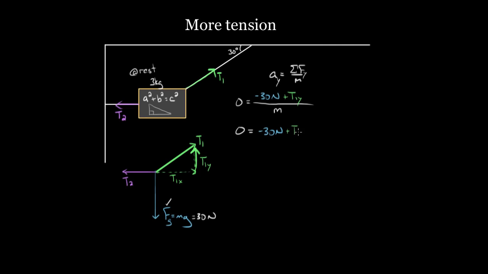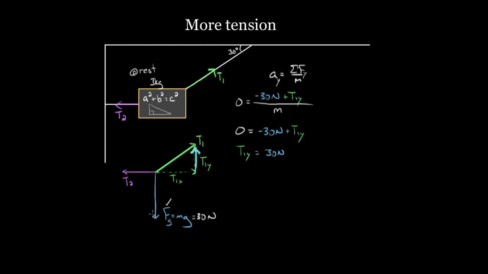And now we have to figure out, okay, T1y has to equal what? I can solve this for T1y. I add 30 to both sides. I'm going to get T1y equals positive 30 newtons. And that makes sense. I mean, this T1y is the only component that's balancing out gravity. We know it has to balance because there's no acceleration vertically. So this T1y has to be the exact same size as the force of gravity.